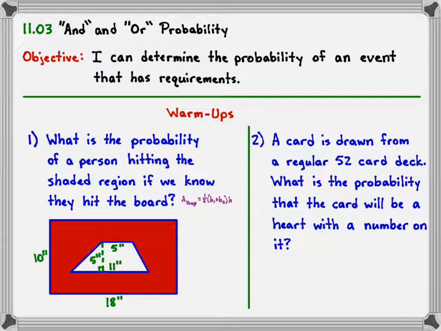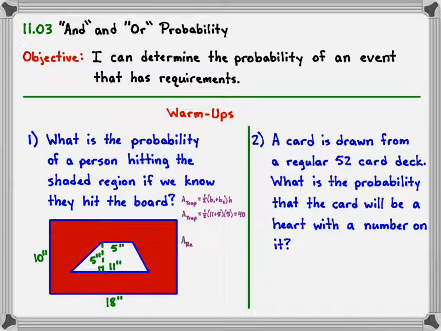I apologize for the very tiny writing there, but it's hard to fit all this stuff into this screen. The b1 and b2 are the two sides that are parallel to each other, and the height is the thing that's perpendicular to the bases. So the area of the trapezoid would be 1/2 of (11 + 5) times 5. Simplifying this, we end up with 40. So the area of the trapezoid is 40.